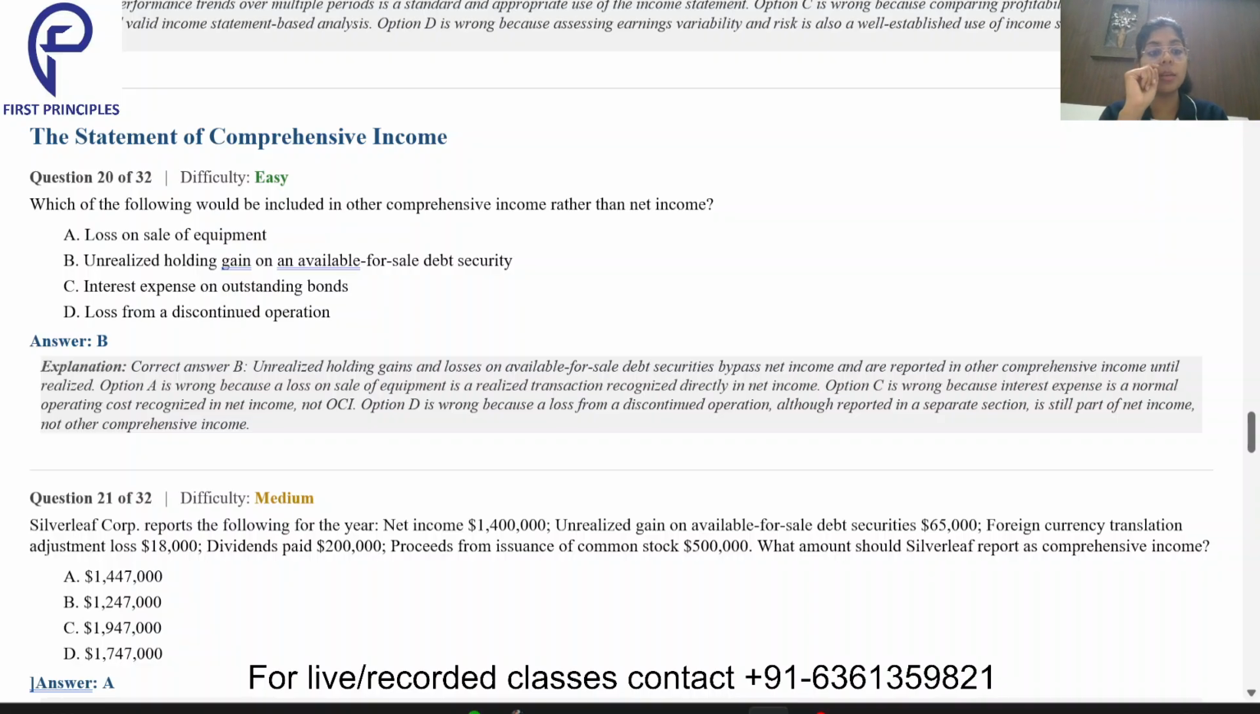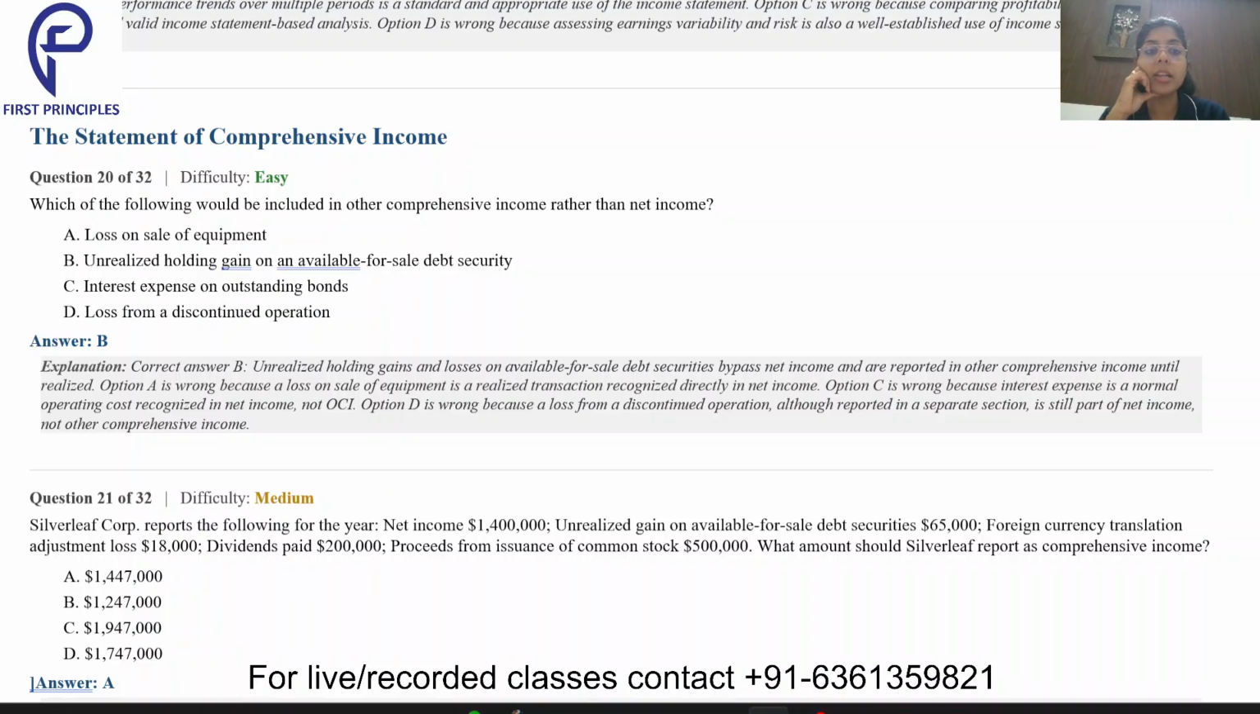Then question number 20, which of the following would be included in other comprehensive income rather than net income? So which of these will be included? Let us see. First of all, what will be included in net income? That means that item will be reported on the income statement. Option A, loss on sale of equipment. Where should it be recorded? It should be recorded on an income statement. So this is not the correct answer.